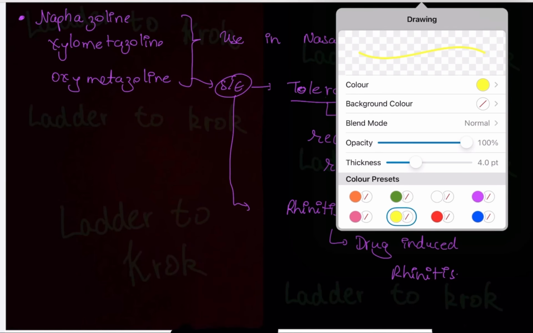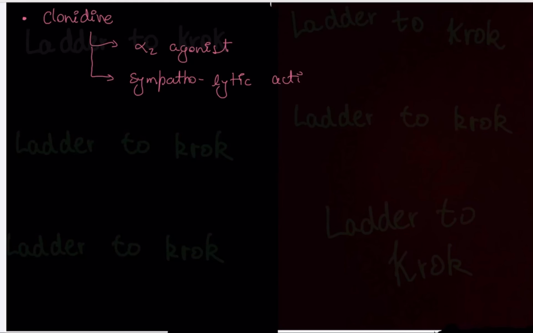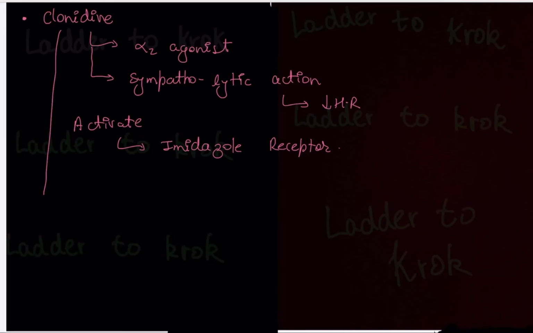Now, the other drug that we are going to discuss is clonidine. What does it do? It activates the alpha-2 receptor, as we already discussed. What is the action of clonidine? It has a sympatholytic action. It basically decreases heart rate, and it activates imidazole receptors. One more important point: the duration of action is 2 to 3 days.